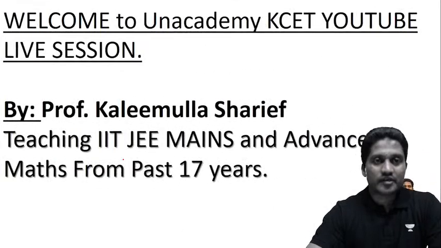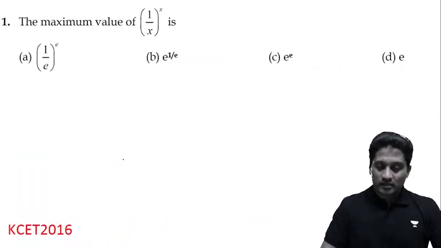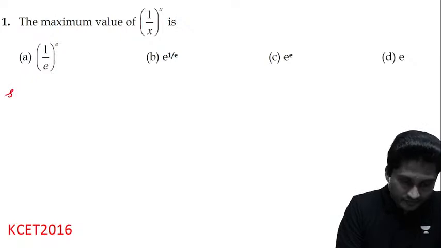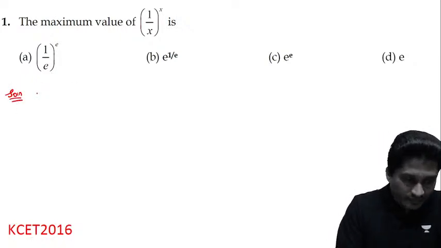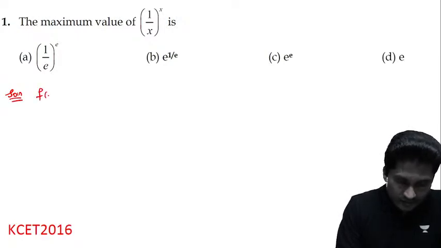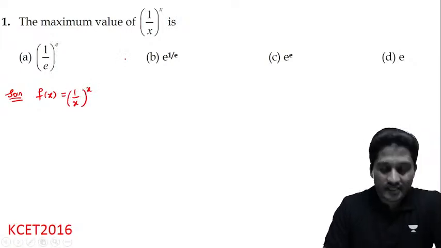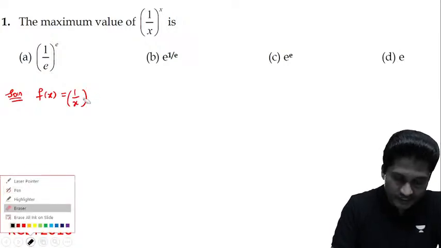So we will start with the 2016 paper. Question number one. I'm supposed to find the maximum value of (1/x)^x. Now f(x) is equal to (1/x)^x. The exponent is a function of x, so you can't differentiate directly. So you take log on both sides. Use logarithmic differentiation.